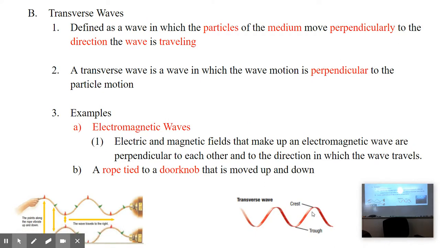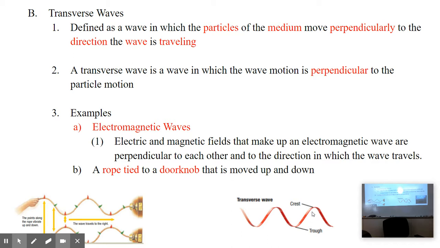Okay, so let's look at transverse waves first. A transverse wave is defined as a wave in which the particles of the medium move perpendicularly to the direction that the wave is traveling. Much like we saw with the rope, the wave is traveling from the person's hand to the doorknob, so it's going horizontally. The particles, however, are vibrating up and down. So they're moving in perpendicular directions between the vibrations of the particles and the motion of the wave.